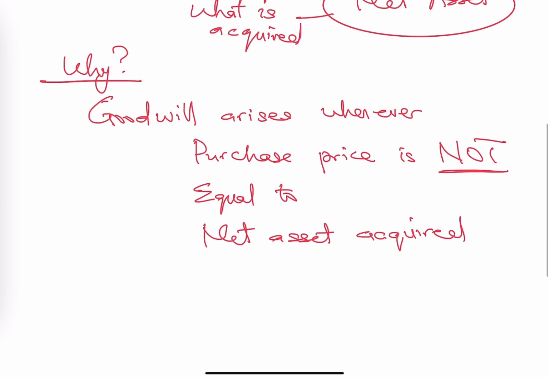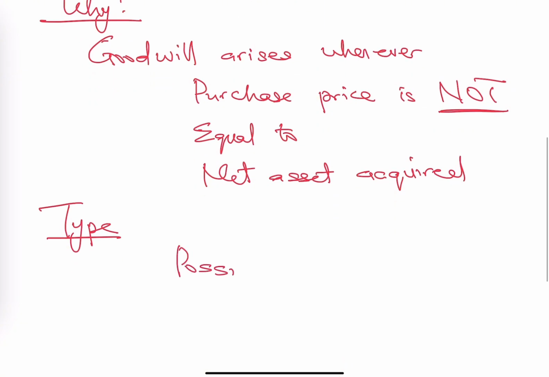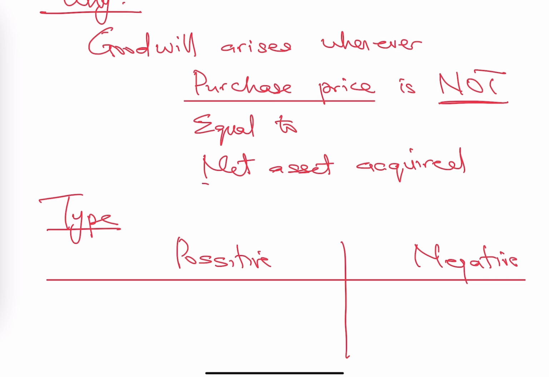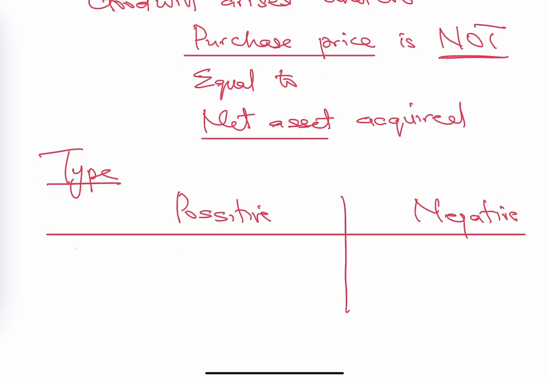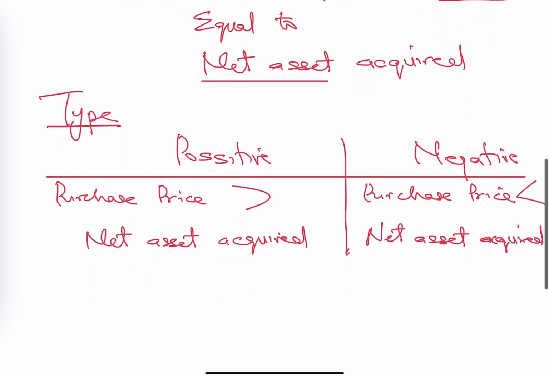The question is now what type of goodwill it is. The type of goodwill can be positive goodwill or negative goodwill. Remember, goodwill arises when the purchase price is not the same as the net asset. It is positive whenever the purchase price is greater than the net asset acquired. The opposite is negative goodwill, which means the purchase price is less than the net asset acquired.